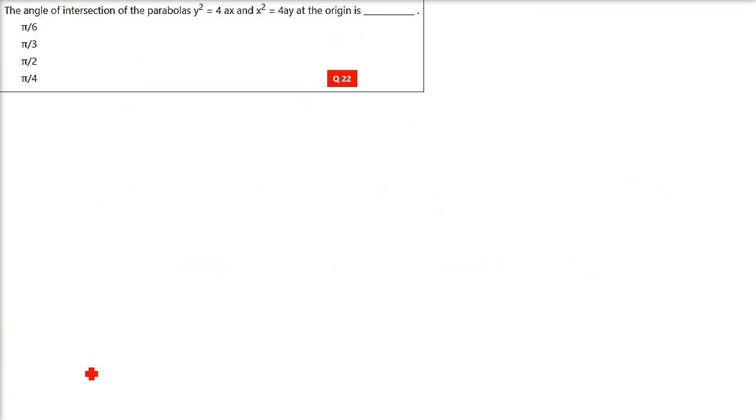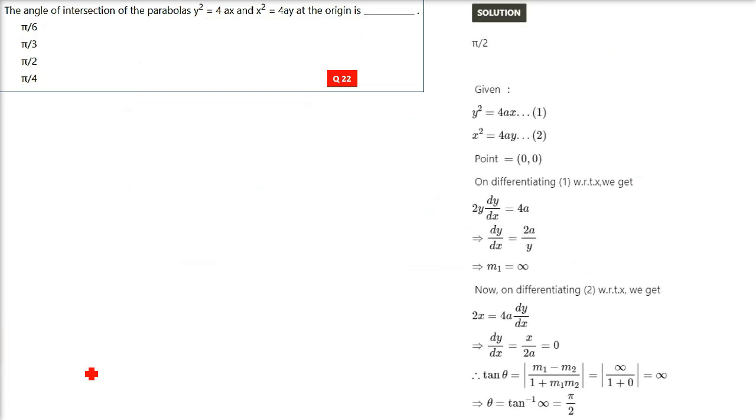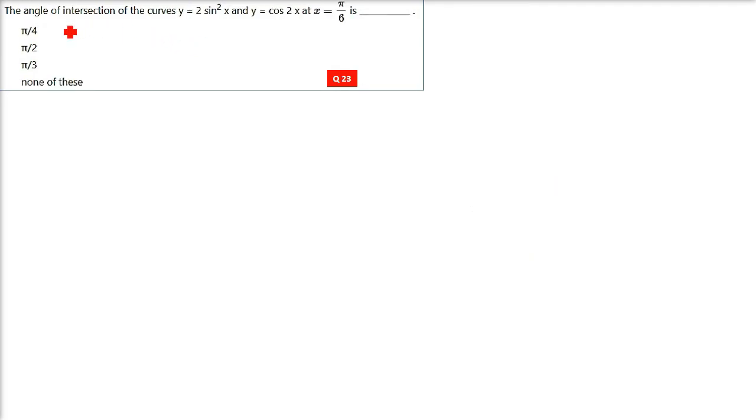Now let me show you how you are going to go about it step by step. You have to write everything and then you can get the answer. The angle of intersection of these two curves at pi by 6 is. Now this kind of question we have already done, so we'll just go through it quickly.